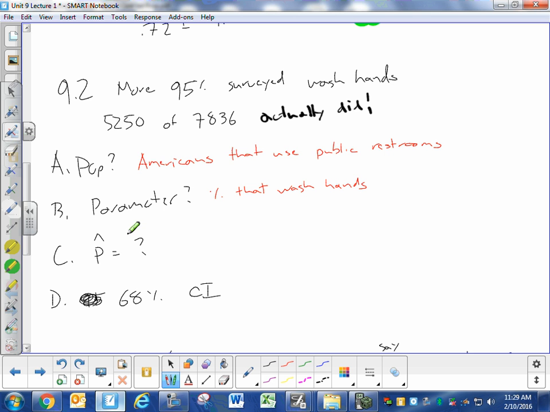How do we calculate p-hat, Ms. Pushman? Divide what? Exactly. Divide these two values. Now, what am I going to use for n? Do I use 5,250 or do I use 7,836?